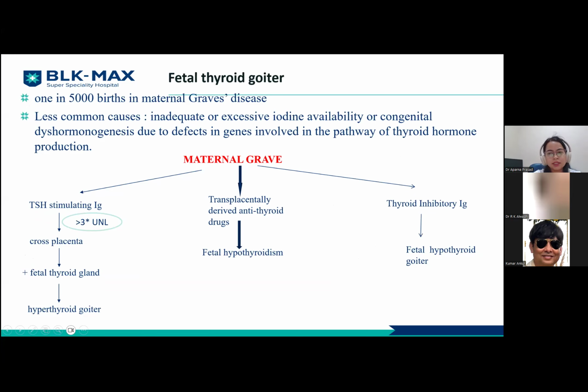So we were discussing the three types of mechanism involved in the fetal thyroid goiter. The first, we already discussed, is thyroid stimulatory immunoglobulin, and the second is thyroid inhibitory immunoglobulin. It can cause fetal hypothyroid goiter. And the third is the transplacentally derived anti-thyroid drugs which mothers are receiving. It can cause fetal hypothyroidism goiter.